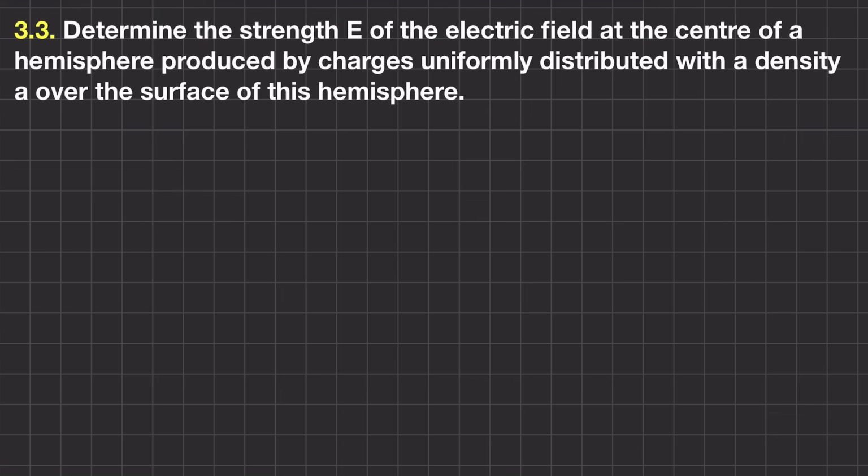Okay, so the question says: determine the strength E of the electric field at the center of a hemisphere produced by a charge uniformly distributed with a density sigma over the surface of the hemisphere. Okay, so if you see guys, basically this problem says that, let's say you have a... I'll just write solution. Okay, so solution.